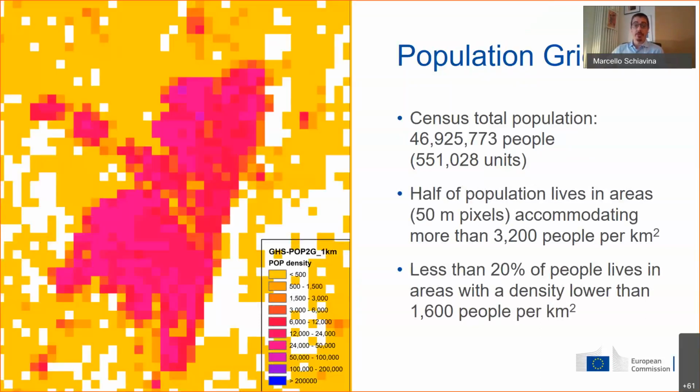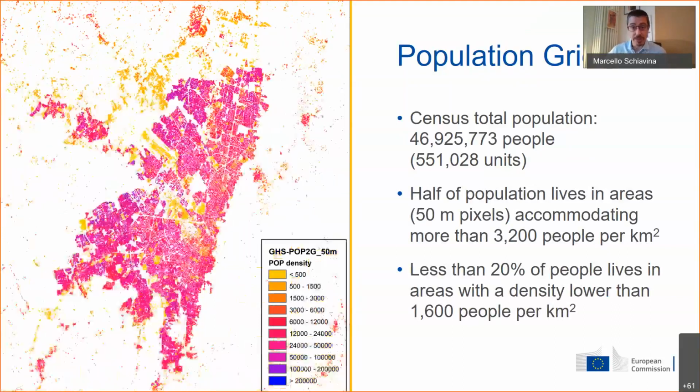The second output, sorry, I forgot this. Here you can say that looking at this grid, half of the population lives in areas that have a density higher than 3,400 people per square kilometer, and less than 20% lives in 50-meter pixels with a density below 1,600 per square kilometer.